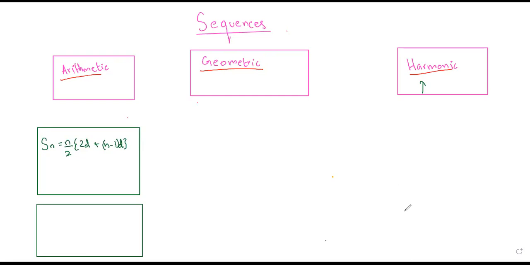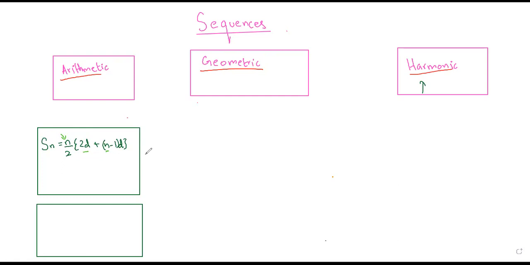N is basically the number of terms which we need to add and find the sum. Then d is the fixed common difference. It could be positive, it could be negative, and then n again is the number of terms which we need to add. Okay. So, this is the first formula.